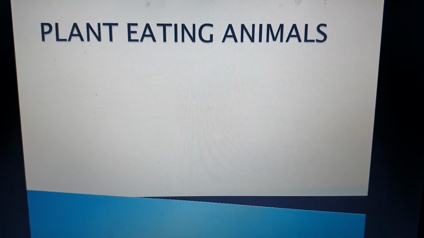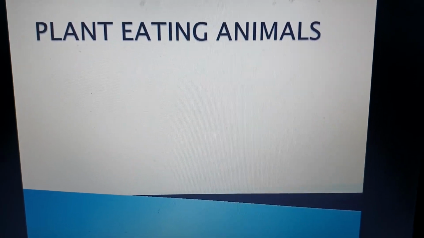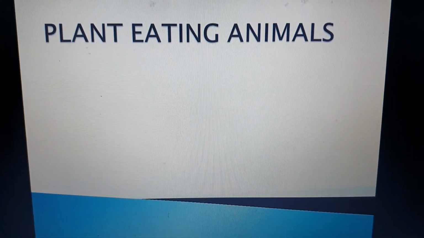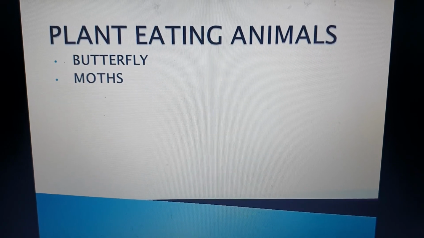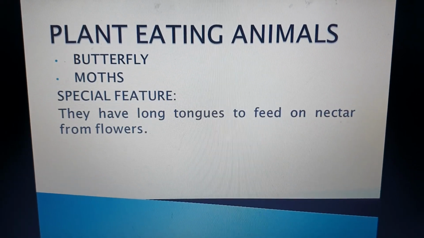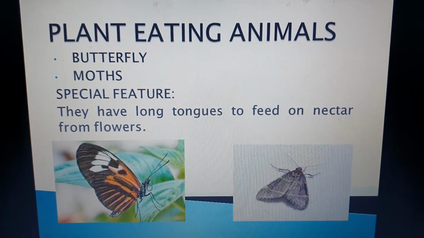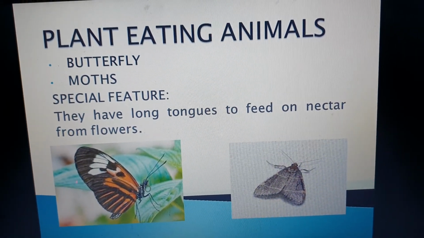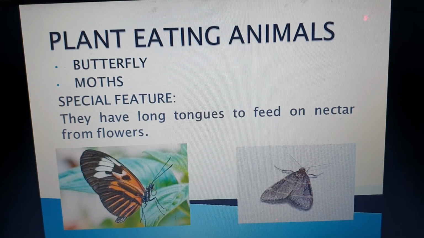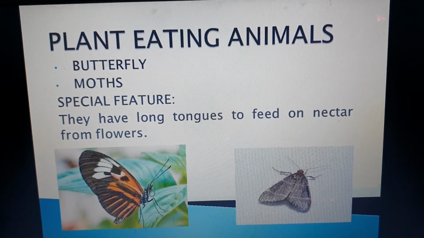And next are the plant-eating animals. Now which of the animals are eating the plants? Butterflies and moths. This is the picture of a butterfly. This one is a picture of a butterfly, and this one is a picture of a moth.